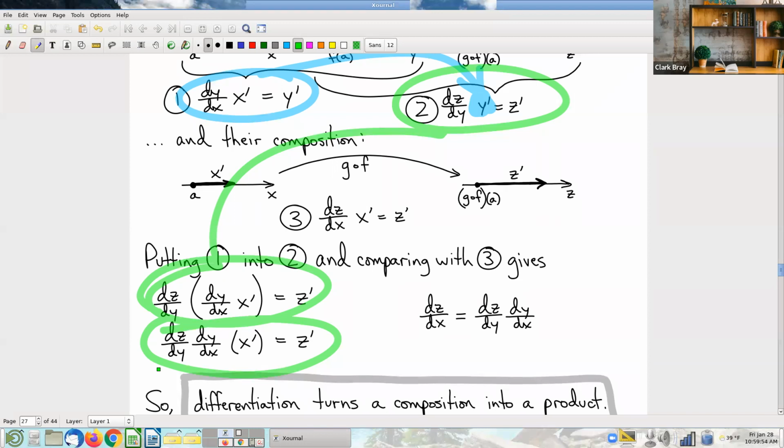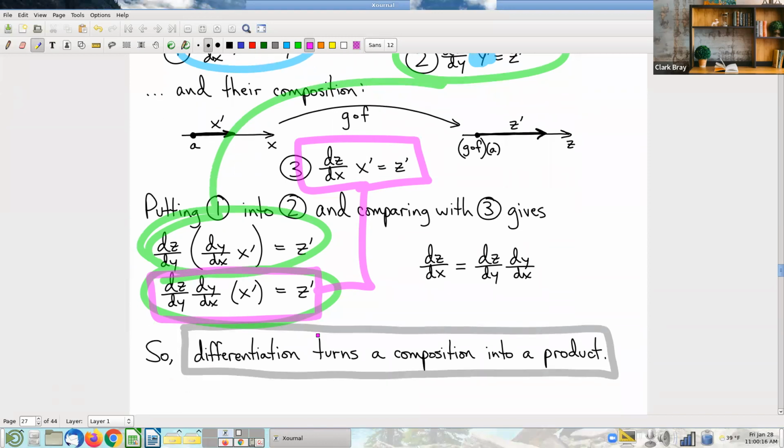And now I will compare this equation with that equation. I have two different things apparently that you can multiply by x prime to get z prime. How about that? Two seemingly, algebraically, at least at the moment, different things that relate x prime to z prime. Well, I guess those things must be the same. And so I get the familiar chain rule from single variable calculus. Everybody good?